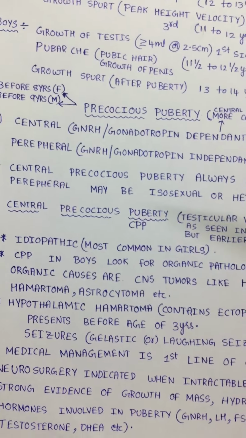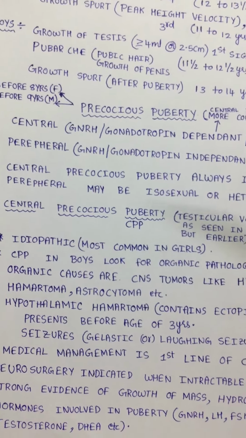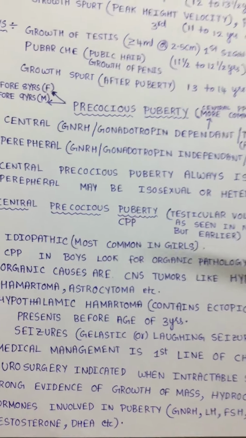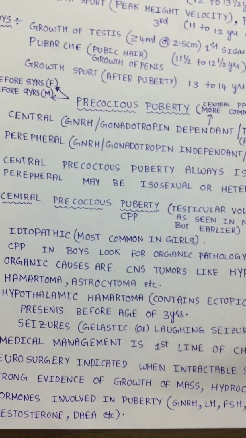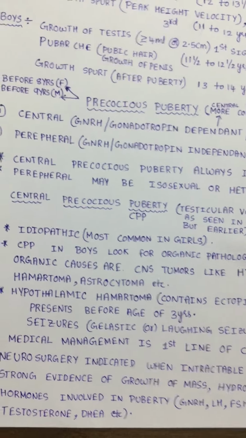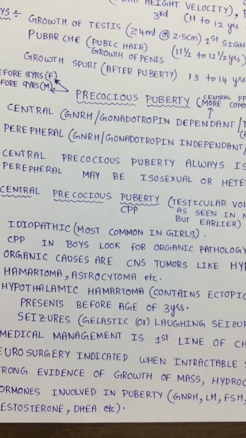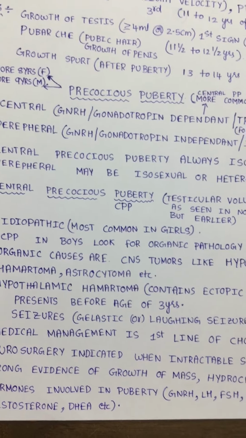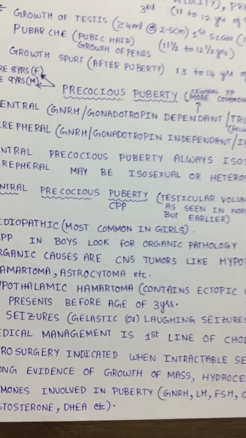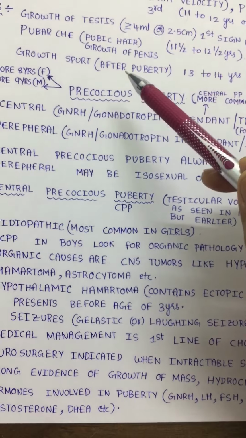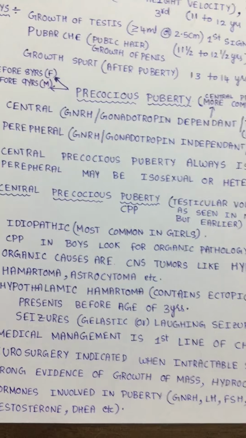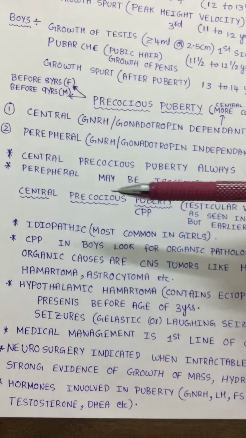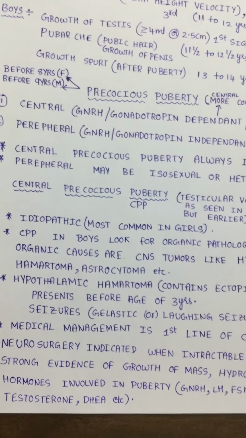In the next parts we will discuss peripheral precocious puberty, approach to precocious puberty, and management of precocious puberty, and in other videos we will discuss disorders like delayed puberty also. Here we discussed precocious puberty. In the next videos we will discuss delayed puberty, and peripheral precocious puberty in the next video.